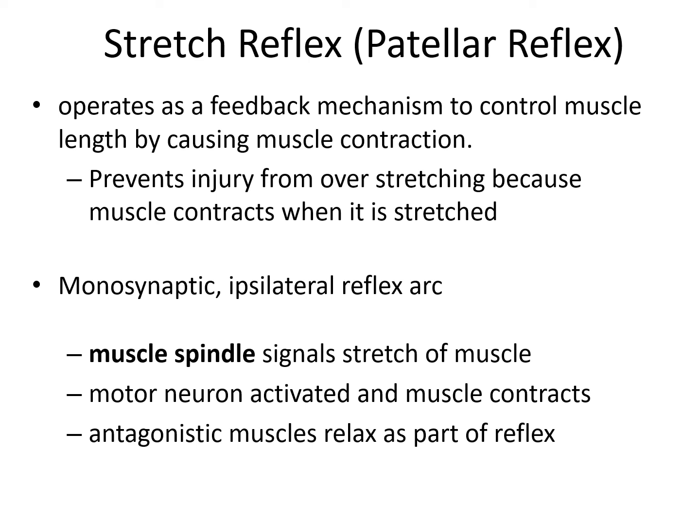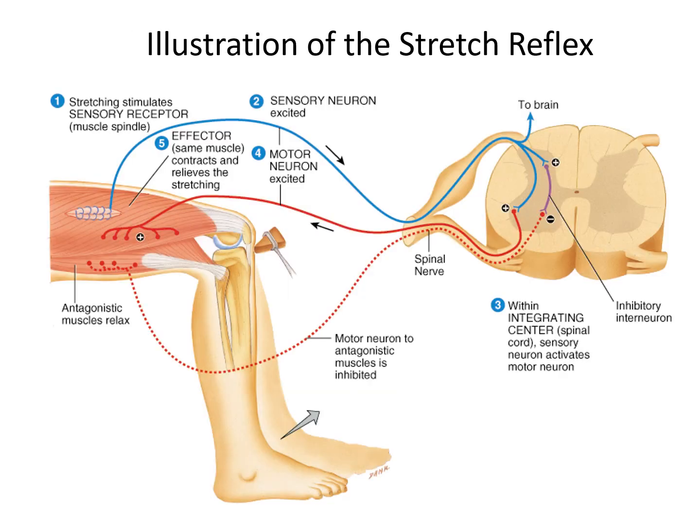This is an example of a monosynaptic ipsilateral reflex arc. So it's monosynaptic because we just have a sensory input and a motor output. There's no interneuron involved in the contraction of the muscles that make up the quadriceps group. It's ipsilateral because it only happens on one side of the body. All of the cells that are involved are on the same side of the body. Let's take a look at this arc in action.